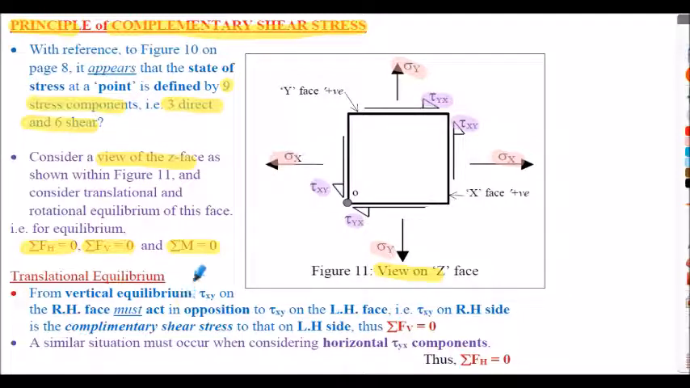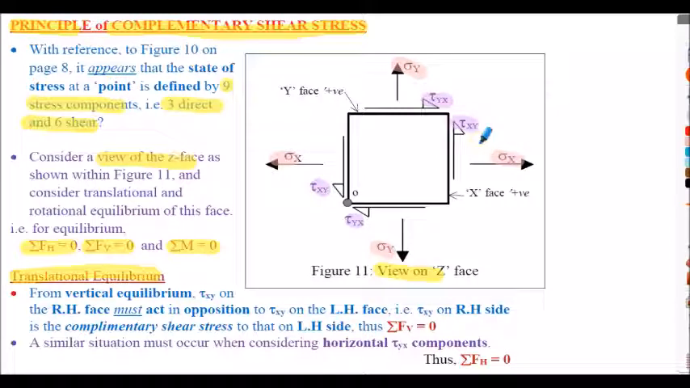That's the basis on which we undertake all our analysis. That's what we've always used. So just by looking at what's called translational equilibrium, the vertical and horizontal equilibrium, I think it's fairly clear to see that the shear stress in the vertical sense here, there's tau xy and the tau xy, they have to be the same.